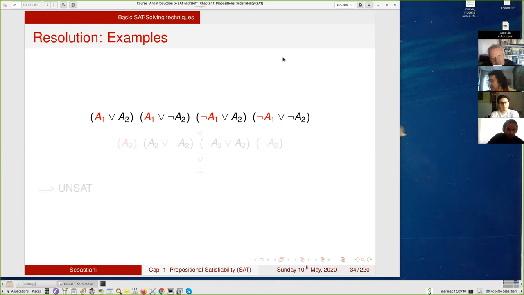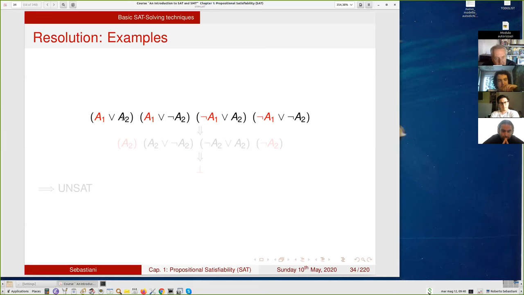So suppose you have this very simple example here. You don't have unit clauses here. You do have resolution clauses. So you pick one variable. Let's pick A1, for instance. Now you have two clauses where A1 occurs positively and two clauses where A1 occurs negatively. So you have to resolve them pairwise.